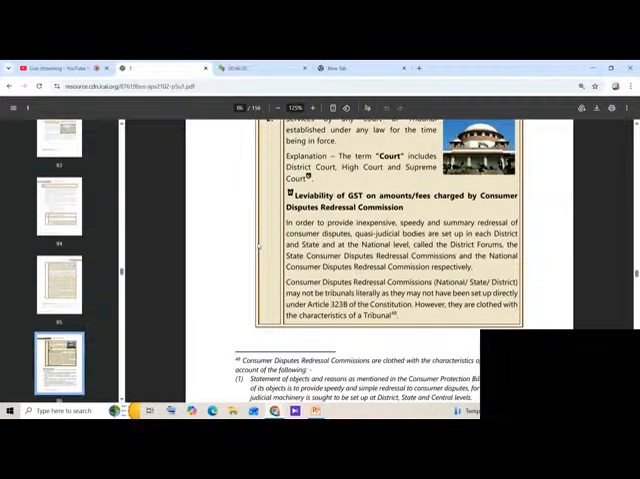Consumer disputes redressal commissions, national, state, or district, may not be tribunals literally, as they may not have been set up directly under Article 323B of the Constitution. However, they are clothed with the characteristics of a tribunal. Consequently, fees paid by litigants while registering complaints to said commissions are not leviable to GST.